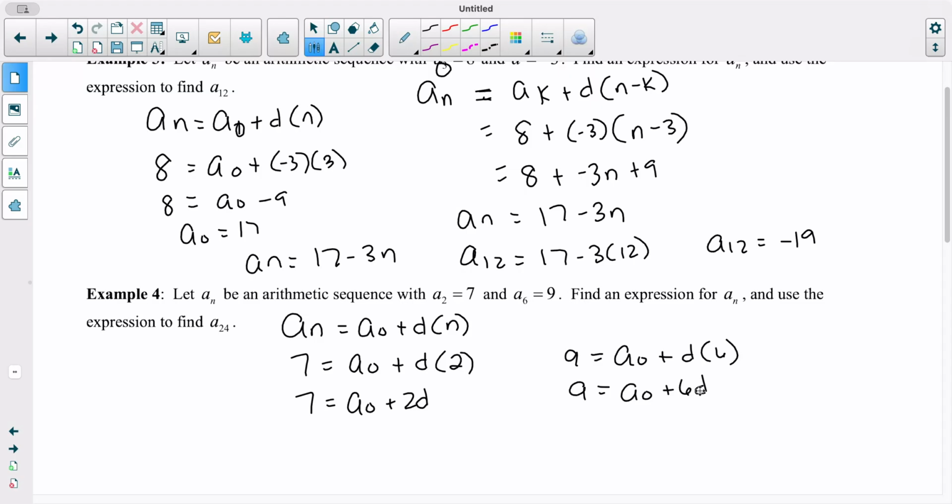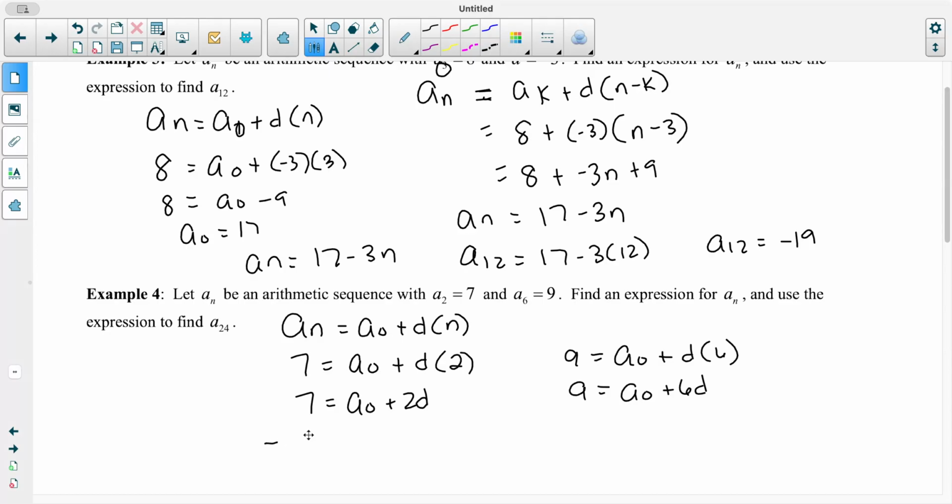So think way, way back to solving systems of linear equations. That's what you've just written, a system of linear equations that you could use to solve for two different variables. I can solve for my common difference, or I could solve for my zero term. In this case, I'll solve for my zero term. So think way back to solving systems of equations. If you subtract these two, the a sub zeros are going to cancel, and you're going to be able to solve for your common difference.